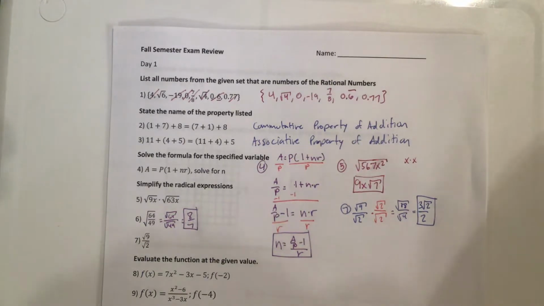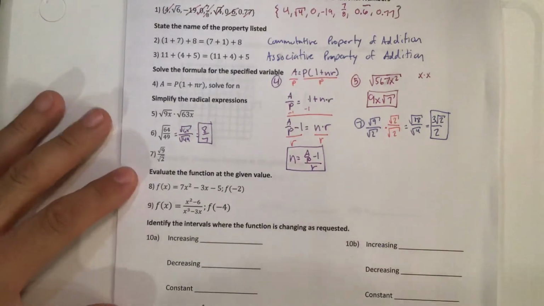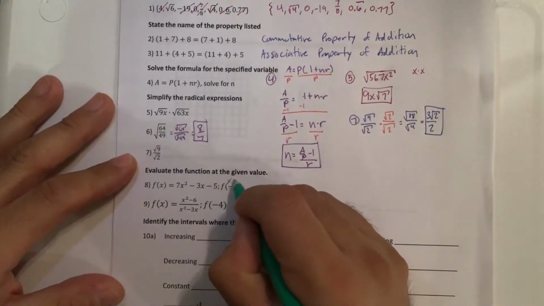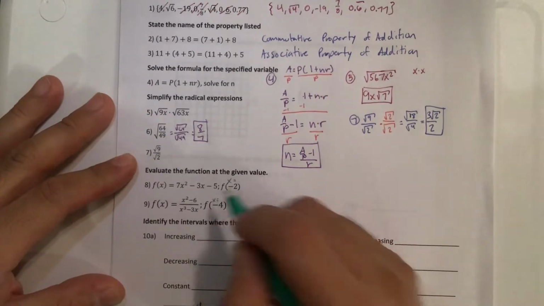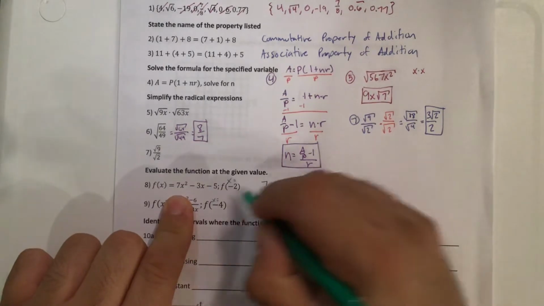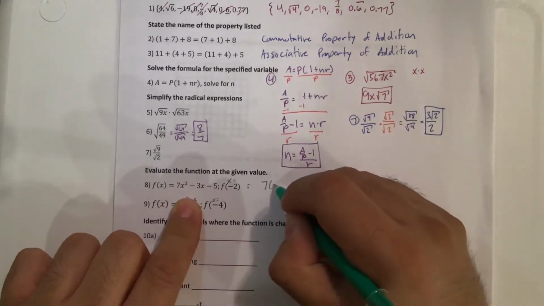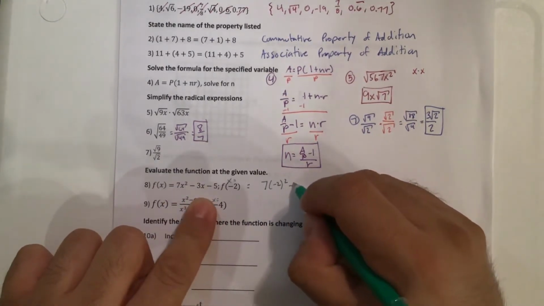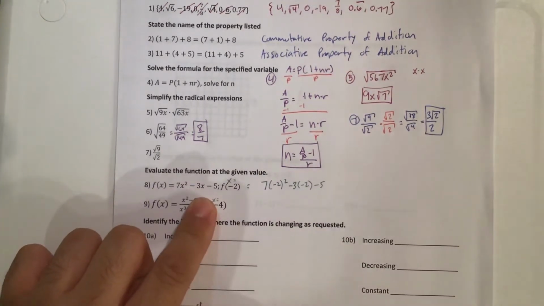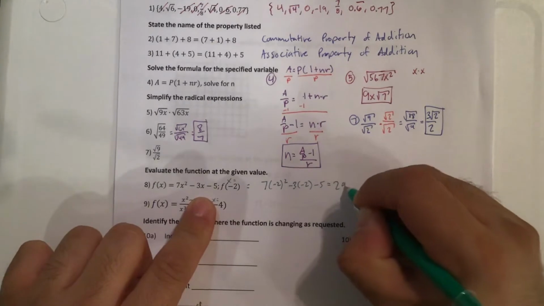All right, on to number 8. For number 8, we're going to evaluate the function at the given value. This one, x is -2, and for this one, x is -4. So we're just going to plug this in for x. So 7 times (-2) squared minus 3 times -2 minus 5. And that's going to give me 29 once I work it out.